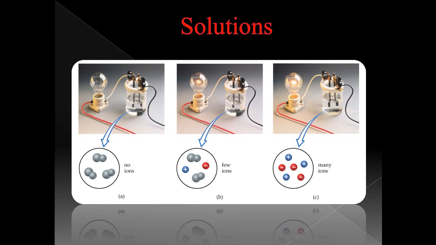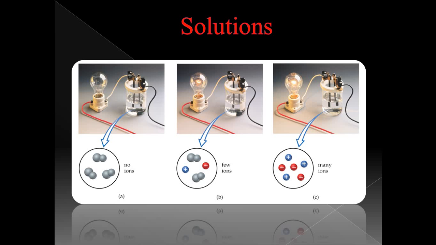We can see in this picture that if we test the electrical conductivity of a solution, we can find that if the lamp does not illuminate at all, this indicates that this solution is a non-electrolyte, which indicates also that it has no ions at all.